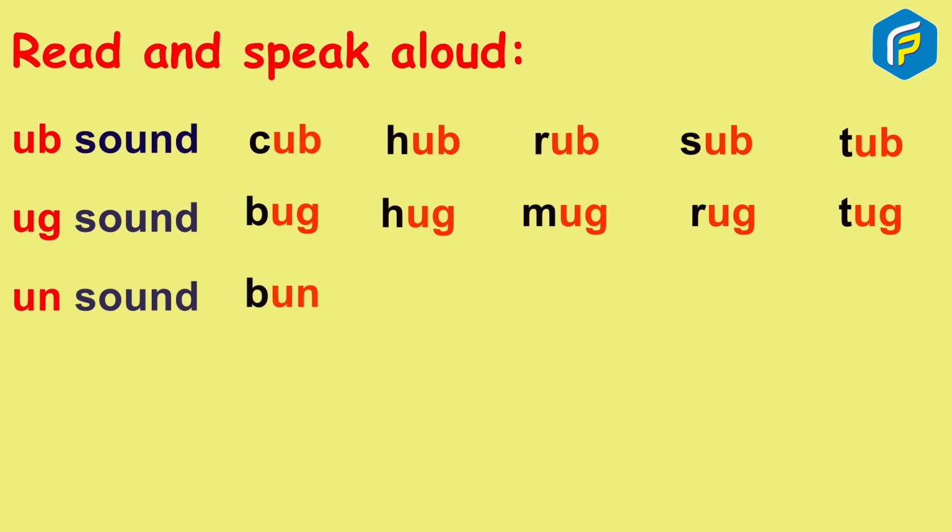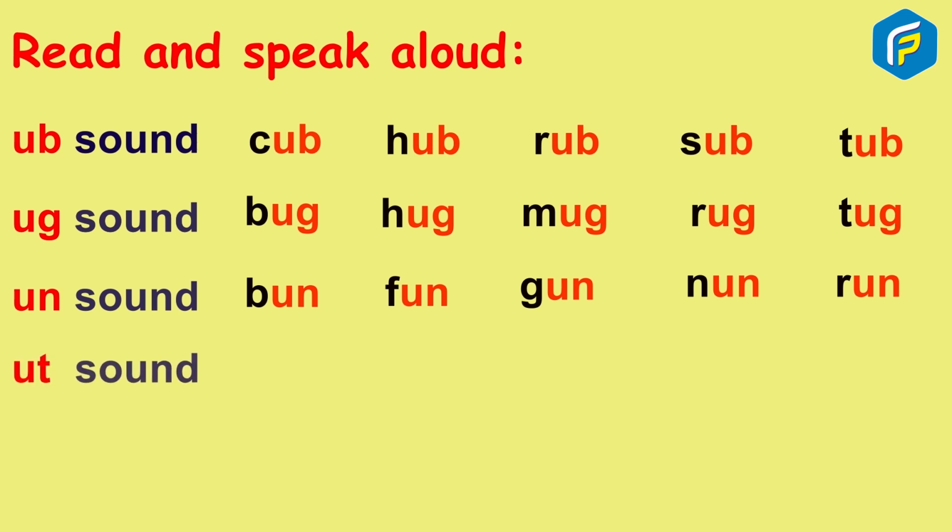Un sound. B-U-N, bun. F-U-N, fun. G-U-N, gun. N-U-N, nun. R-U-N, run. Ut sound. B-U-T, but. C-U-T, cut. H-U-T, hut. N-U-T, nut. R-U-T, rut.